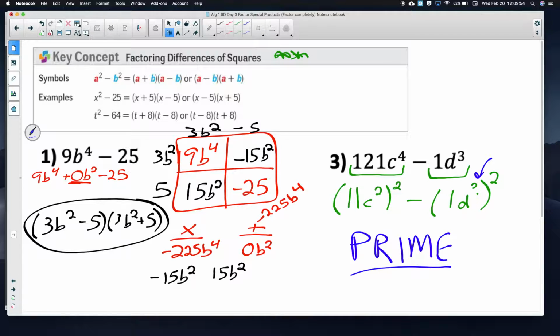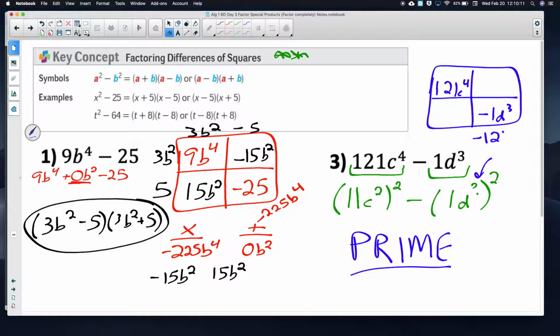Again, if you use the box like we have been, these are going to be okay. If the pattern's a little bit confusing, it's going to be the same thing. If I put 121c to the fourth and I put negative 1d cubed, I need to find two numbers that multiply to give me negative 121c to the fourth d to the third.